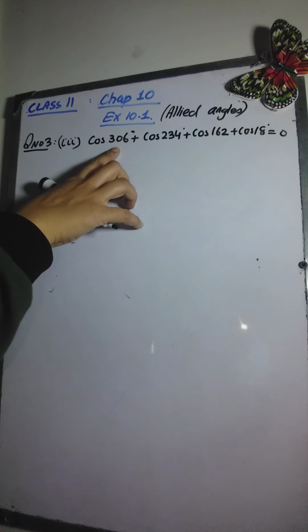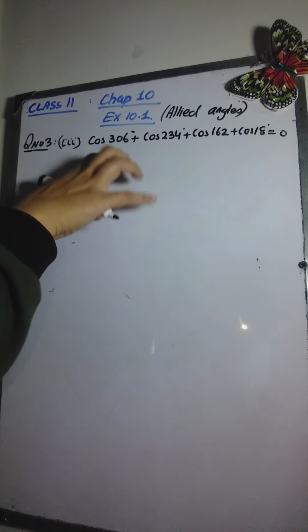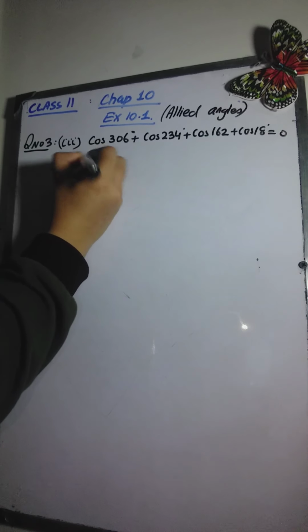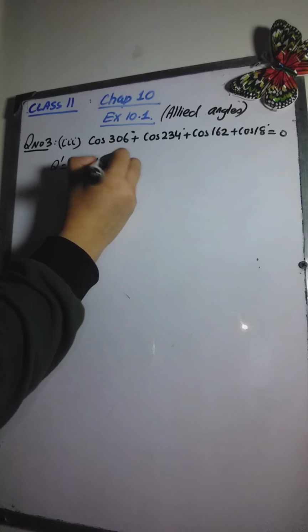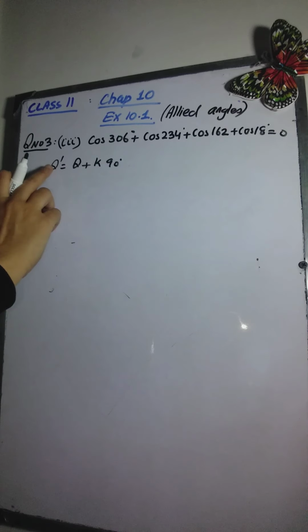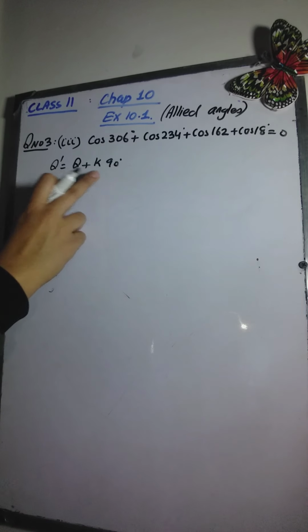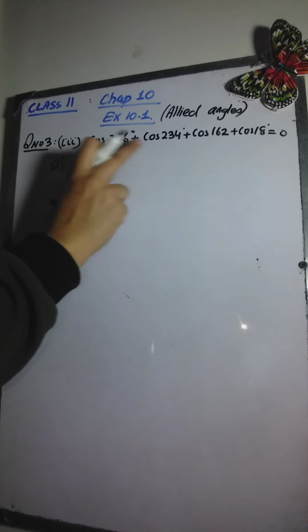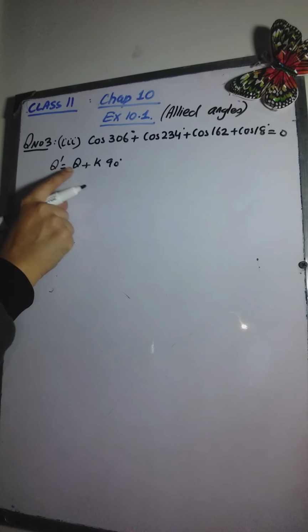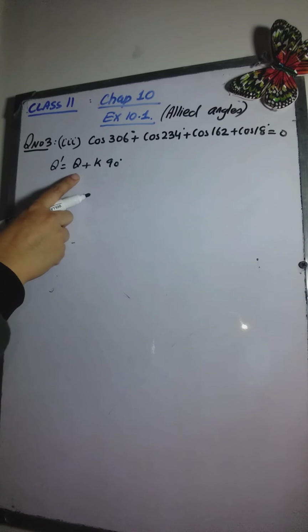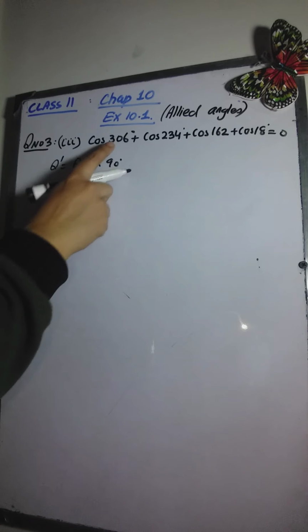First of all, what we are going to do is we are going to write it in the form of theta plus k times 90 degrees. We are going to find the allied angles of these angles. For that we have to write 306 in the form of theta plus k times 90. Now in this regard, theta dash will be these angles which are given to us, and we are going to find theta, the smaller angle whose trigonometric ratios are same as theta dash, or whose trigonometric ratio can help us to find the trigonometric ratios of these angles.